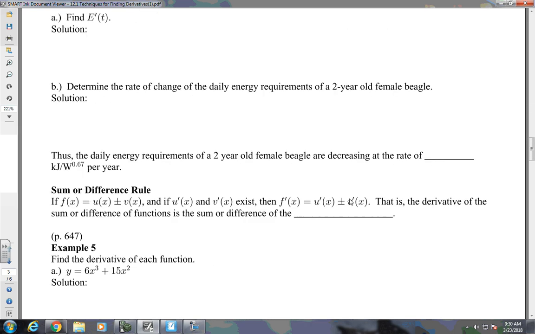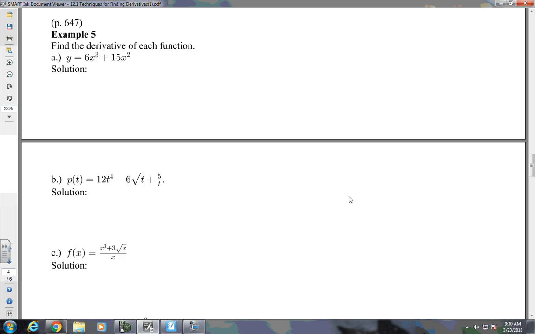At this point, you have already learned the power rule, the constant rule, the constant multiple rule, and the sum and difference rule for differentiation. And by the way, aren't you thankful for these shortcuts after having been through the x plus h definition? The differentiation rules make life much easier. So in example 5, we're going to be applying a combination of all the rules that you've learned.